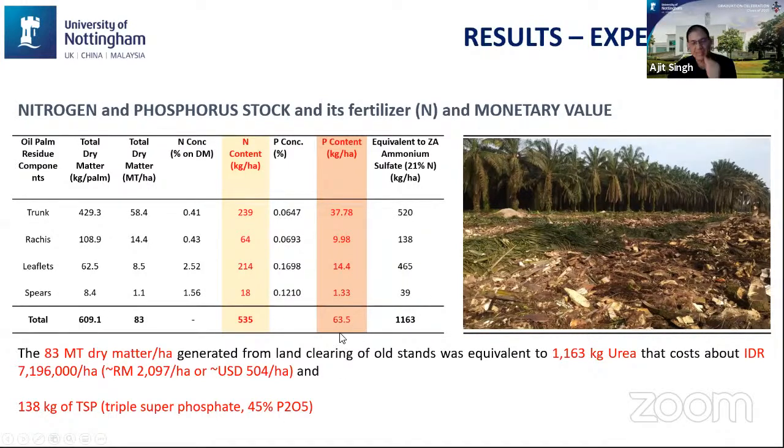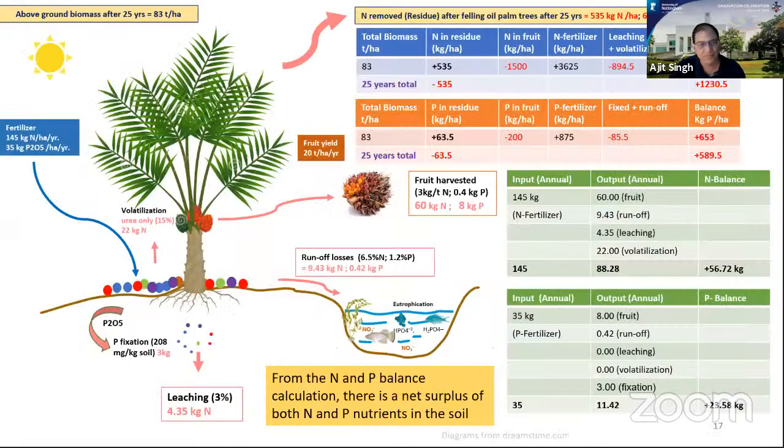So in terms of fertilizer equivalence, this is around 138 kg of triple superphosphate. Okay. In terms of nitrogen, this is about 1,163 kg of urea. So imagine if we don't return this, we lose this. Okay. So it's more sensible to return these residues and allow them to decompose. And they don't only add nutrients, but they also mitigate climate change. They improve the structure of the soil. They improve the soil health generally. So this will be a sustainable system if we do that.